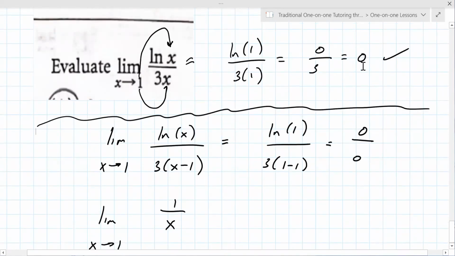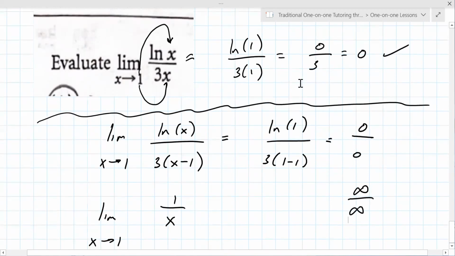But for the bottom one, you get 0 over 0. That's one of the indeterminate forms. There's a couple of indeterminate forms, like infinity over infinity. If you get one of those, you know that you can't conclude the answer is 0. It just means you have to keep going. It could be 0, but you have to keep going.